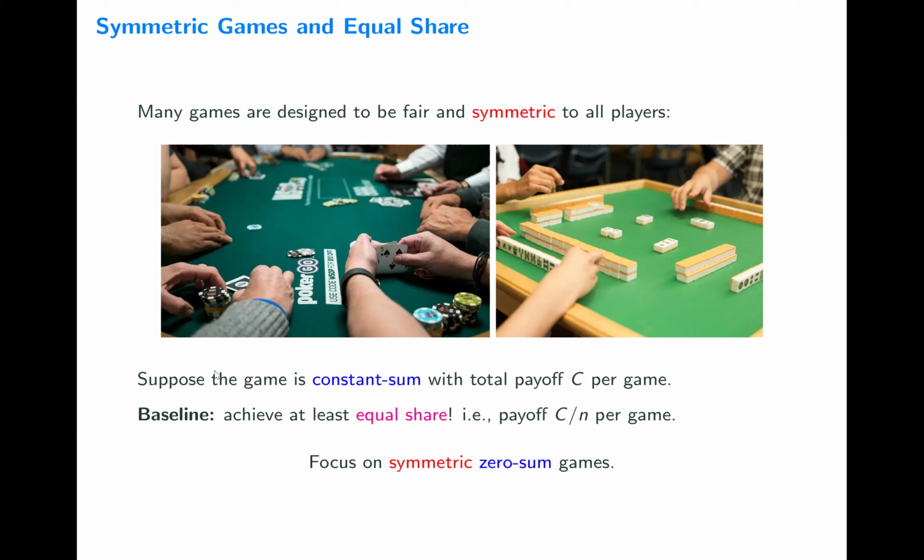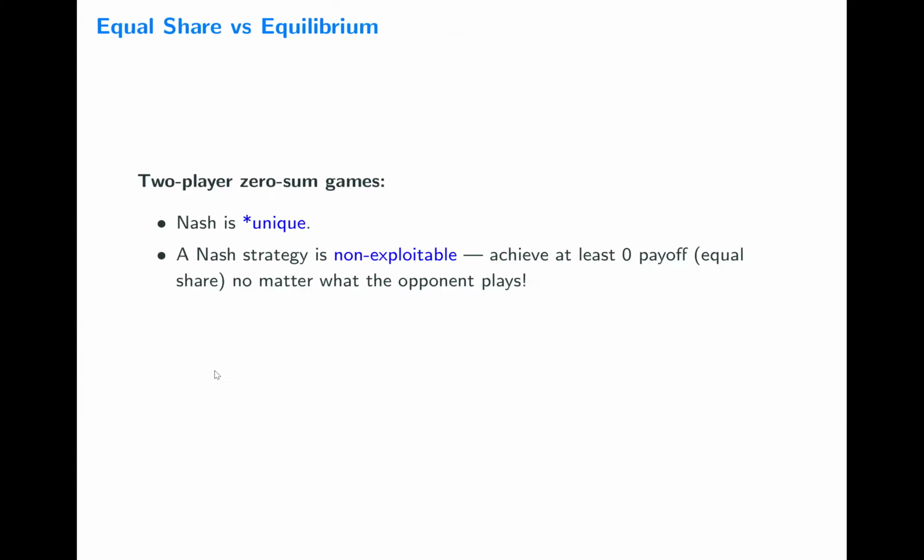So as we said, we will focus on symmetric zero-sum games. So the criterion is very simple. When we talk about the criterion, we want to say whether standard equilibrium is able to achieve this criterion, that is equal share. So we can first look at the answer for 2-player zero-sum games, which is a very standard setting people look at. In this subclass of games, the answer is actually very good.